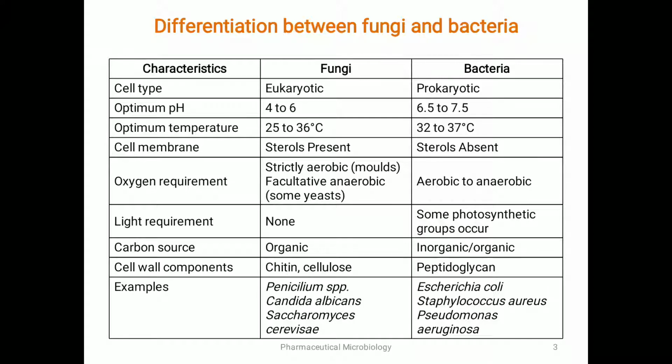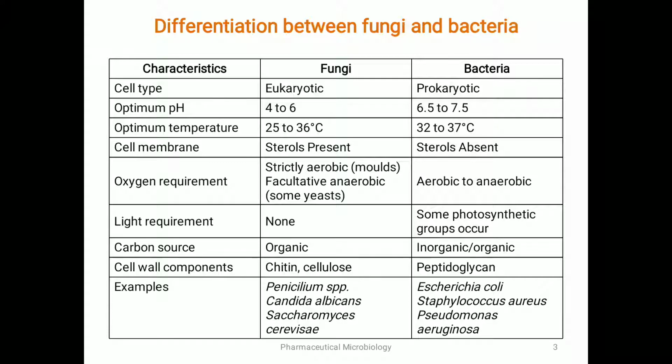And the bacteria may be aerobic to anaerobic. On the basis of light requirement, fungi do not require light for growth, while some of the photosynthetic groups of bacteria require light for their growth as well as survival. Then the carbon source for fungi is organic, while for bacteria it may be inorganic or organic. Cell wall components of fungi are chitin and cellulose, while for bacteria it is peptidoglycan.